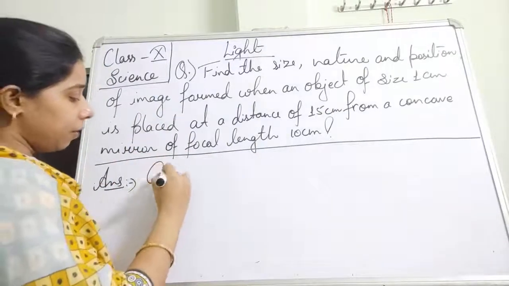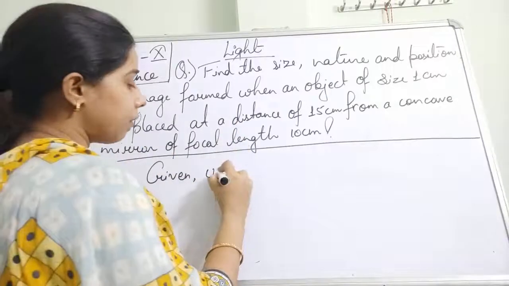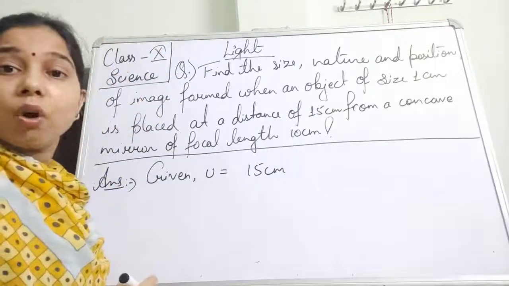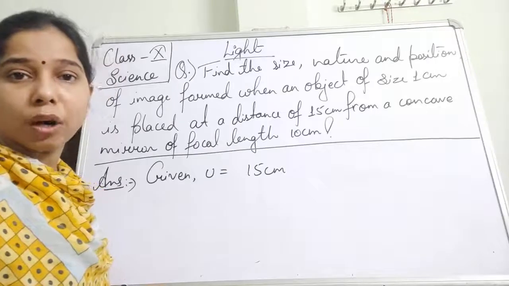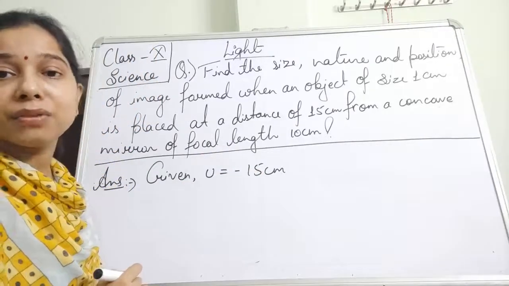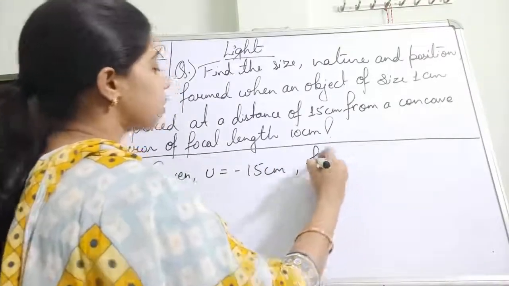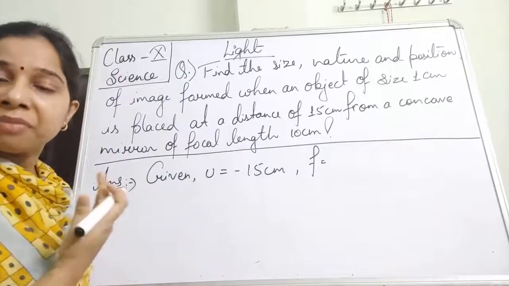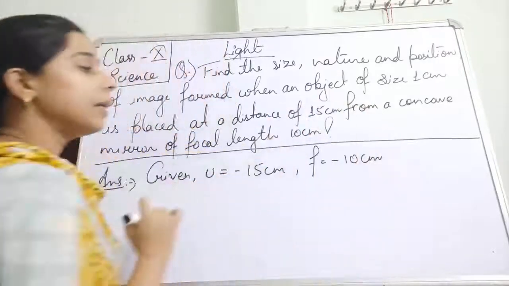So given: U is 15 centimeter. Now since U is always taken as negative because the object is always kept at the left side of the concave mirror, here we will take U as minus 15 centimeter. The other thing which is given here is the focal length. Obviously, students, in a concave mirror, the focal length is at the left side, so it will also be negative, that is minus 10 centimeter.